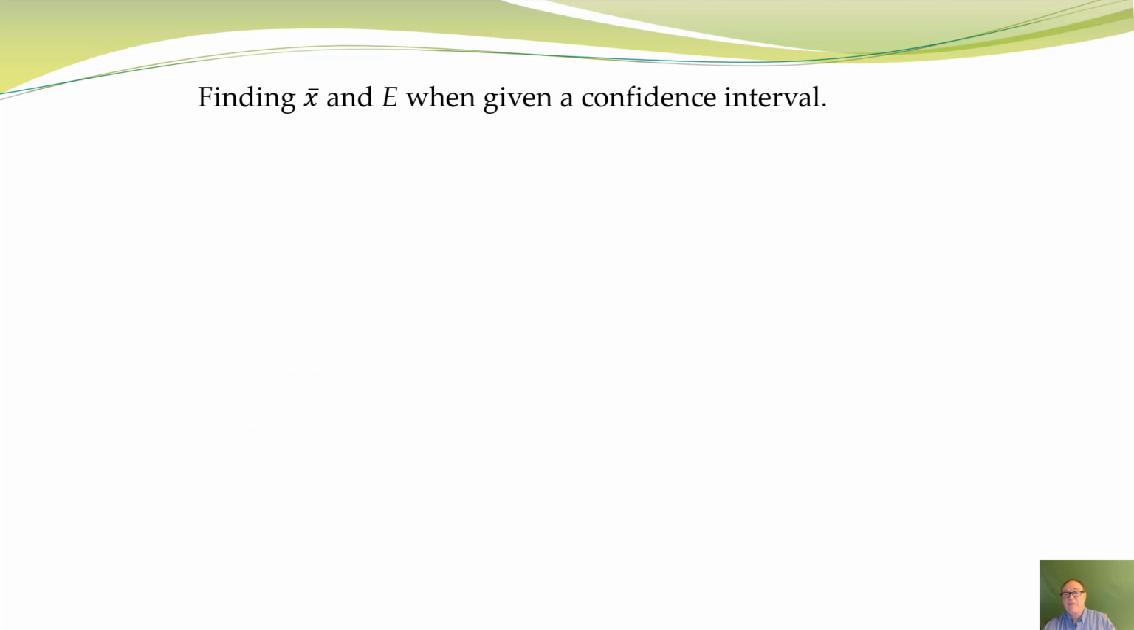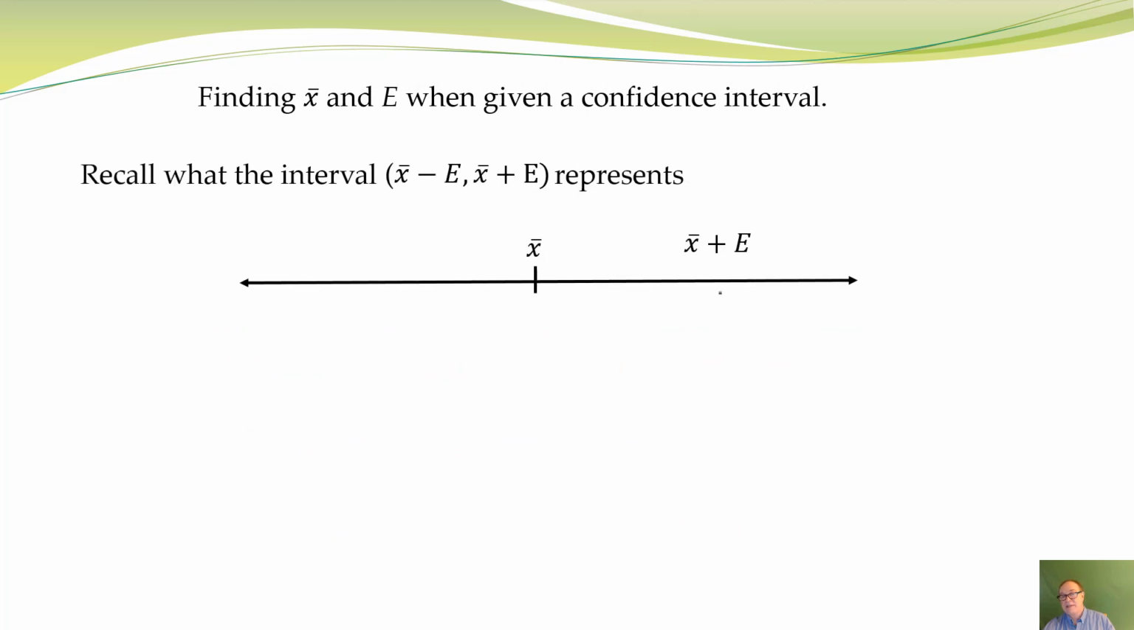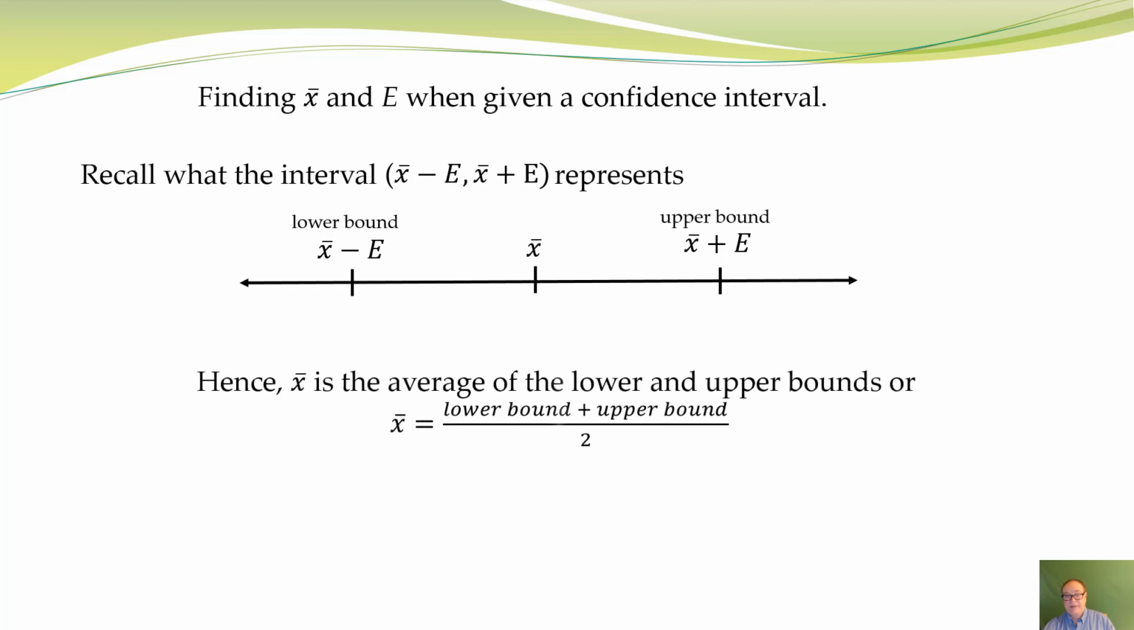Okay, finding x bar and e when given a confidence interval. Well, what does the interval x bar minus e, x bar plus e mean? Pretty much the same thing as what it meant for p hat minus e, p hat plus e. x bar is in the center, x bar minus e is the lower bound, x bar plus e is the upper bound. So x bar is the average of the lower and upper bounds, or x bar is lower bound plus upper bound divided by 2.